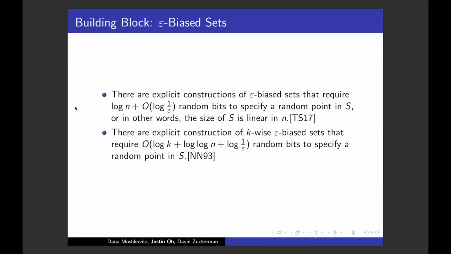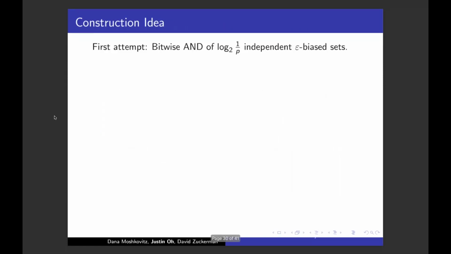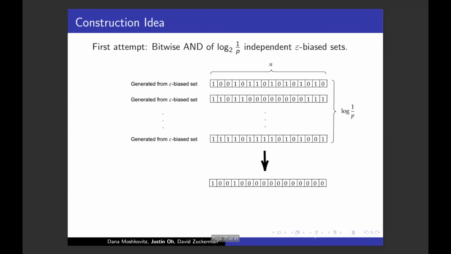So now that we have these building blocks, let's look at a first approach for constructing our desired distribution Z. The first attempt is just very natural. Let's consider the bitwise AND of log base 2 of 1/p independent epsilon bias sets. So visually, this is what we're doing. You have log 1/p n-bit strings, and each one independently is generated from some epsilon bias set, say the one that we looked at before, which only requires an O(1) times log n seed length. And we just take the bitwise AND of these.